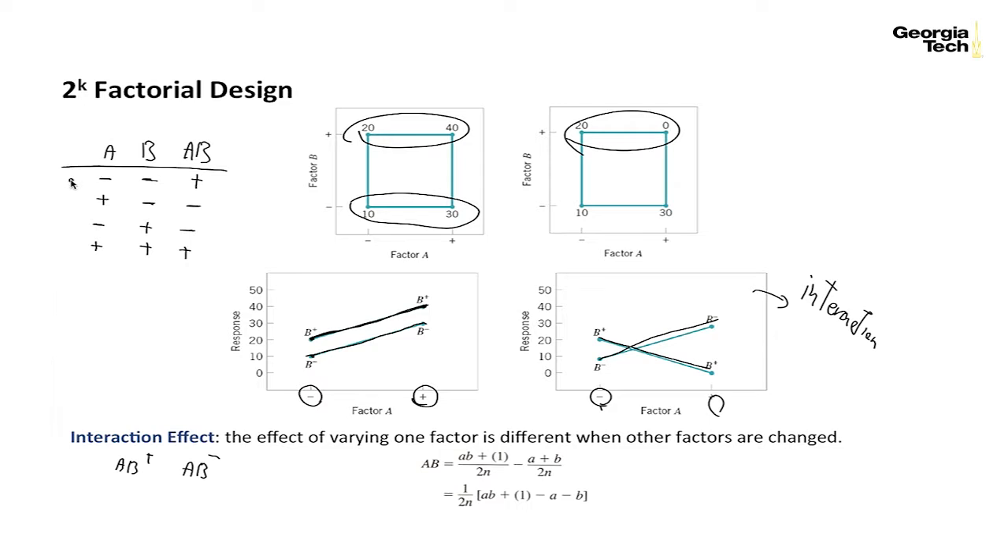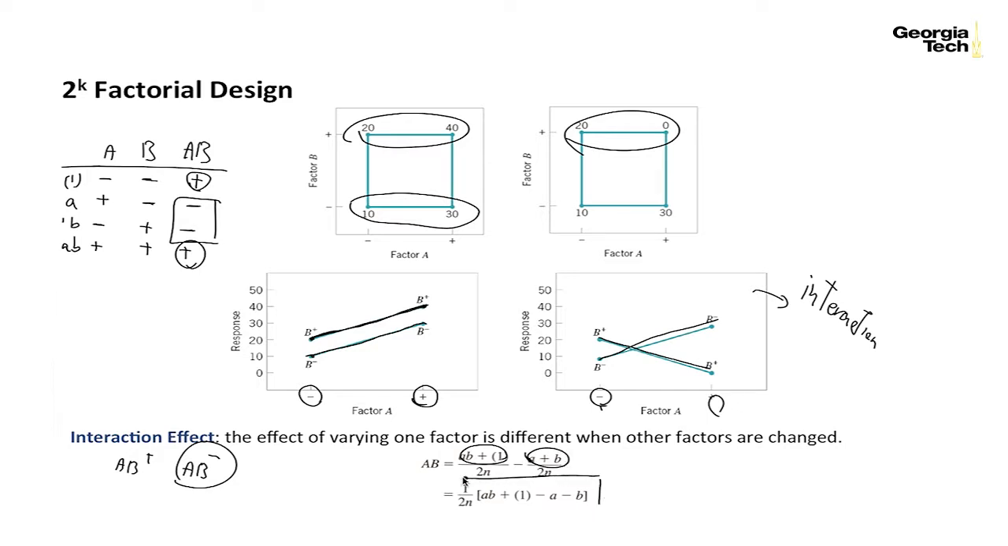So what is this guy? This one is 1, this one is A, this one is B, and this one is AB. So the average at the positive level means the average of these two, which is AB and 1, and that's what you see here. And the average at the negative level are these two, which is A and B, and that's what you see here.